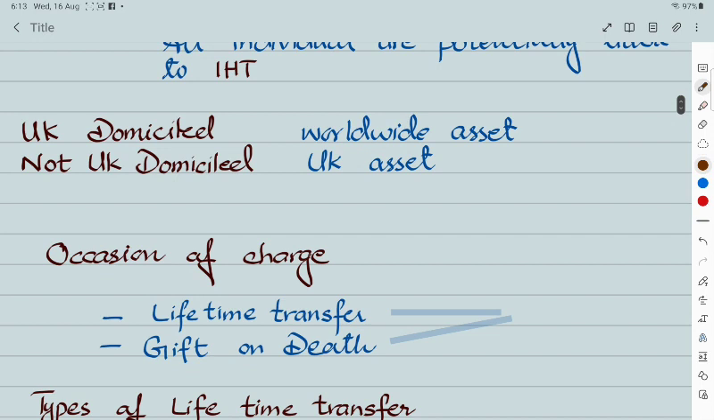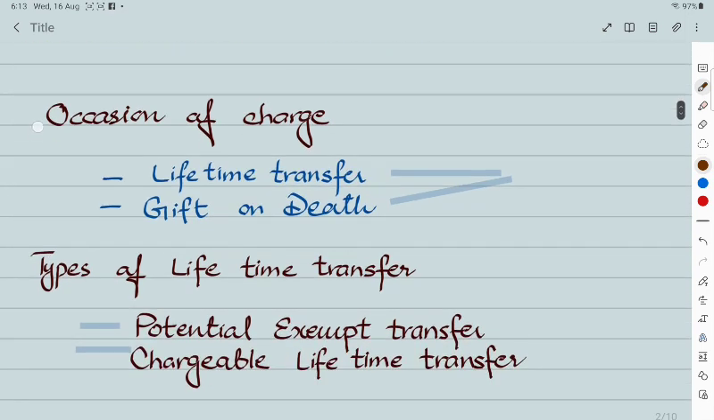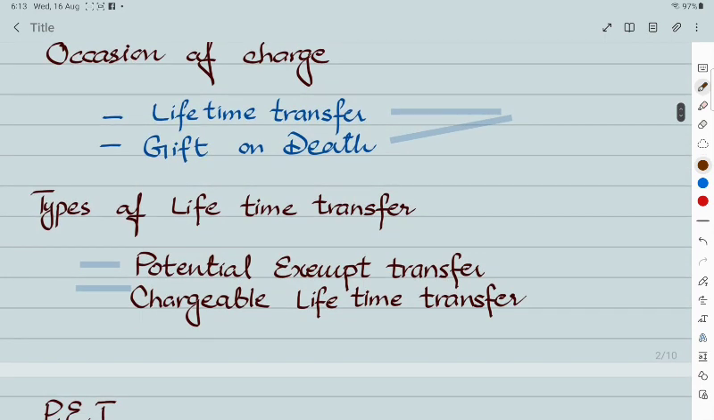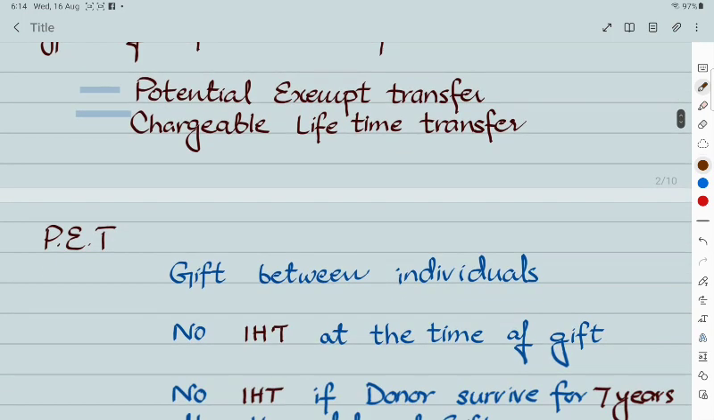Now, what is the occasion of charge? On what occasion is inheritance tax charged? It is charged on lifetime transfers, and it is also charged on a gift on the occasion of death. Now, first about lifetime transfers. These lifetime transfers are the potentially exempt transfer and the chargeable lifetime transfer.